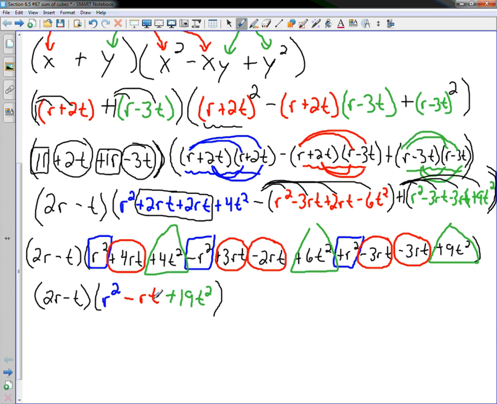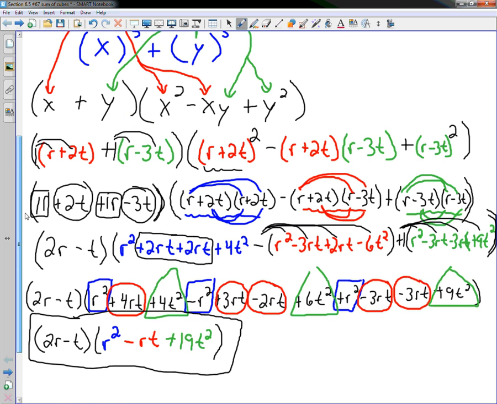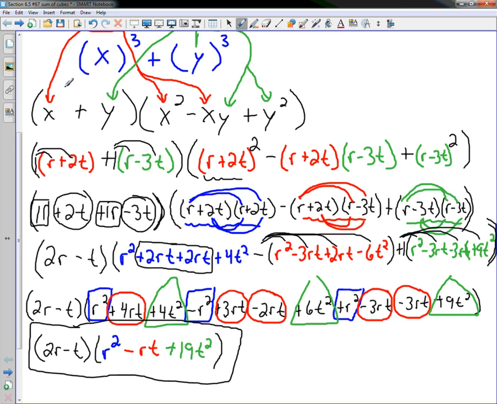Okay, so this is how you're going to break apart or factor when you have cubes, the sum of cubes. This one happens to be a little more challenging because the x value is a binomial. So we're actually plugging in a binomial for x and plugging in a binomial for y. So it does become a little more challenging. There's a lot of process in between.